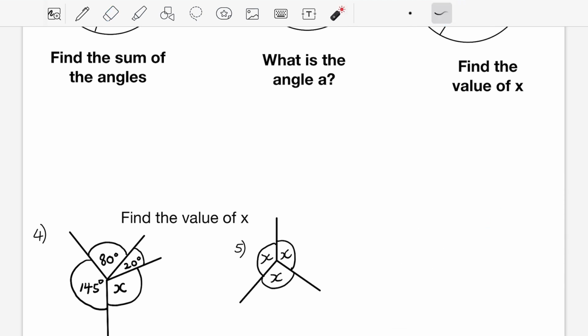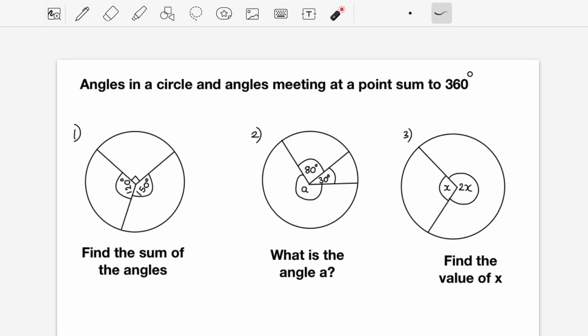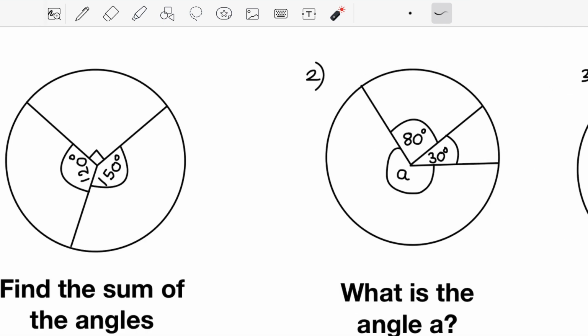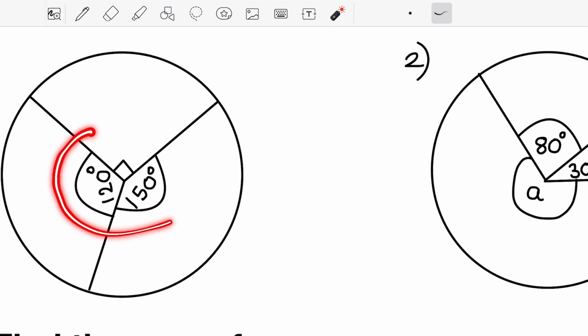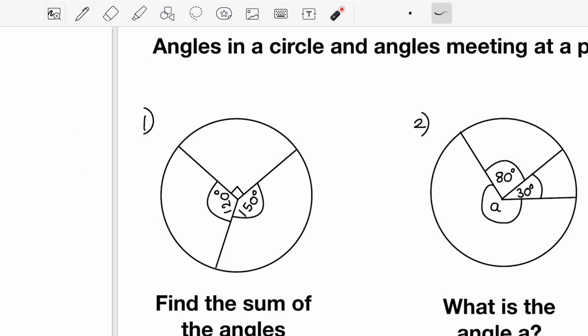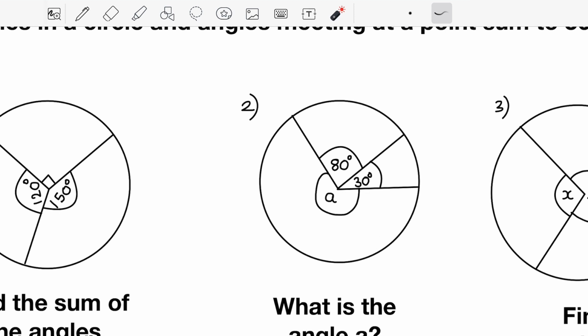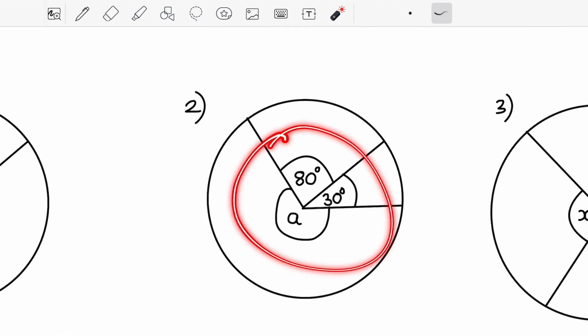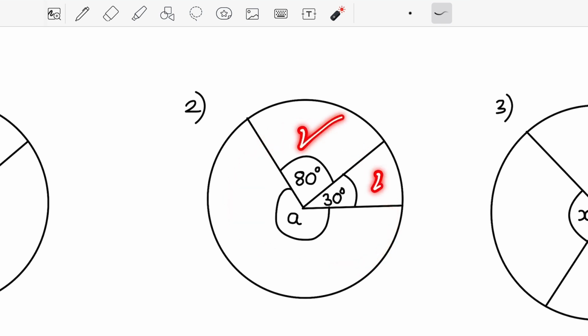Okay, so let's take a look at some questions. Question 1. Find the sum of the angles. So we have the three angles given, 120, 150, and 90. Next we have what is angle A. So we know the total, and we have the other two angles and we have to find the missing one.